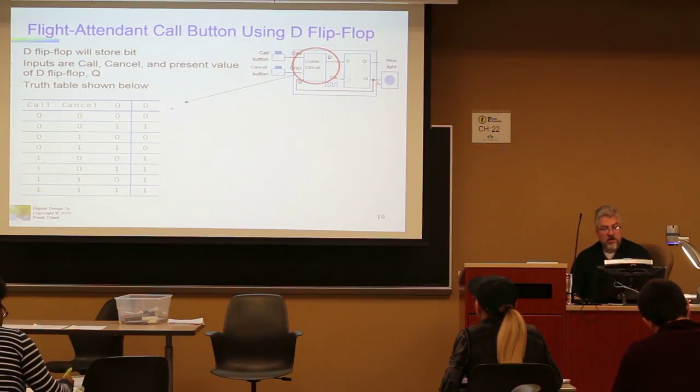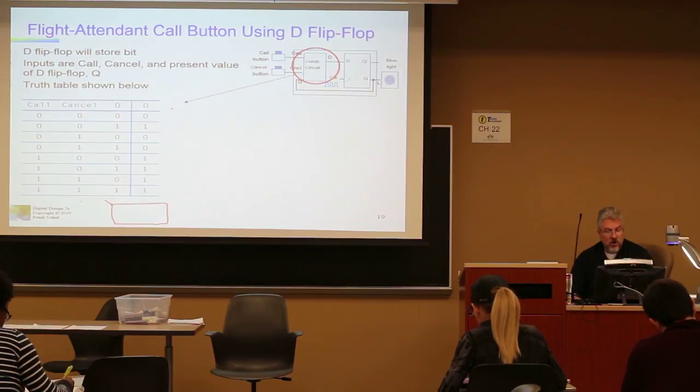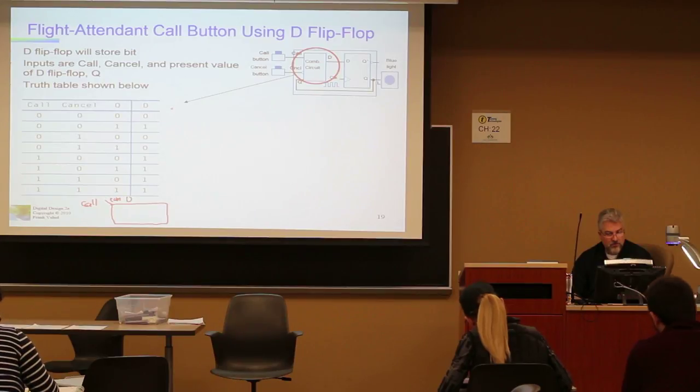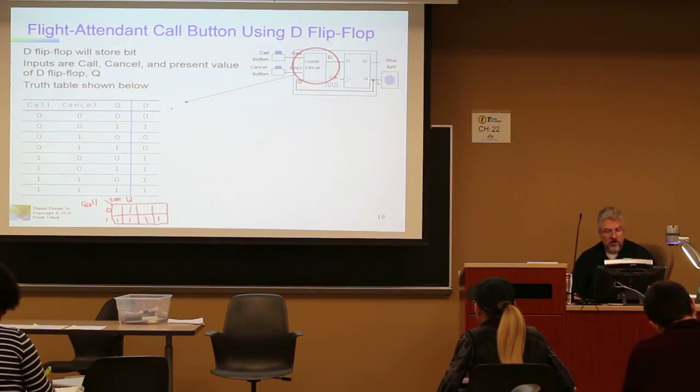We could do this with a K-map. We could still use K-maps for our combinational circuit over here. So in fact, let's do that. We'll call this call and cancel and Q. So remembering how we do all this, if call is 0 versus call is 1, if call is ever 1, we want this 1. And what is this line right here? This will be a 1 right there. And then the rest will be zeros.